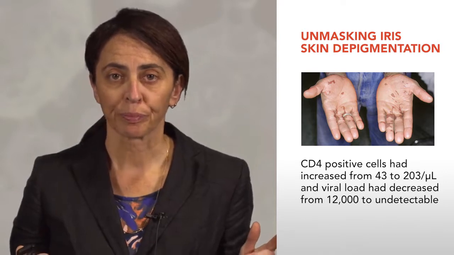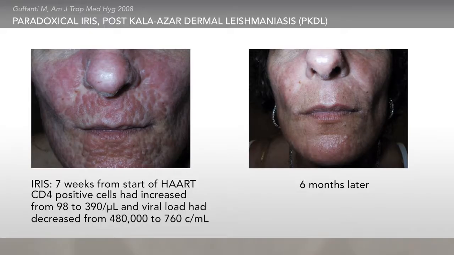And this is another example of paradoxical IRIS in the form of post-Kala-Azar dermal leishmaniasis, or PKDL. This was the case of a woman with a previous history of visceral leishmaniasis who developed IRIS 7 weeks from start of ART. At that time, her CD4 positive lymphocytes had increased from 98 to 390 cells per microliter, and the viral load had decreased from 480,000 to 760 copies per ml. PKDL recovered within a few months following a switch from miltefosine to amphotericin B as anti-leishmanial treatment and continuation of ART.